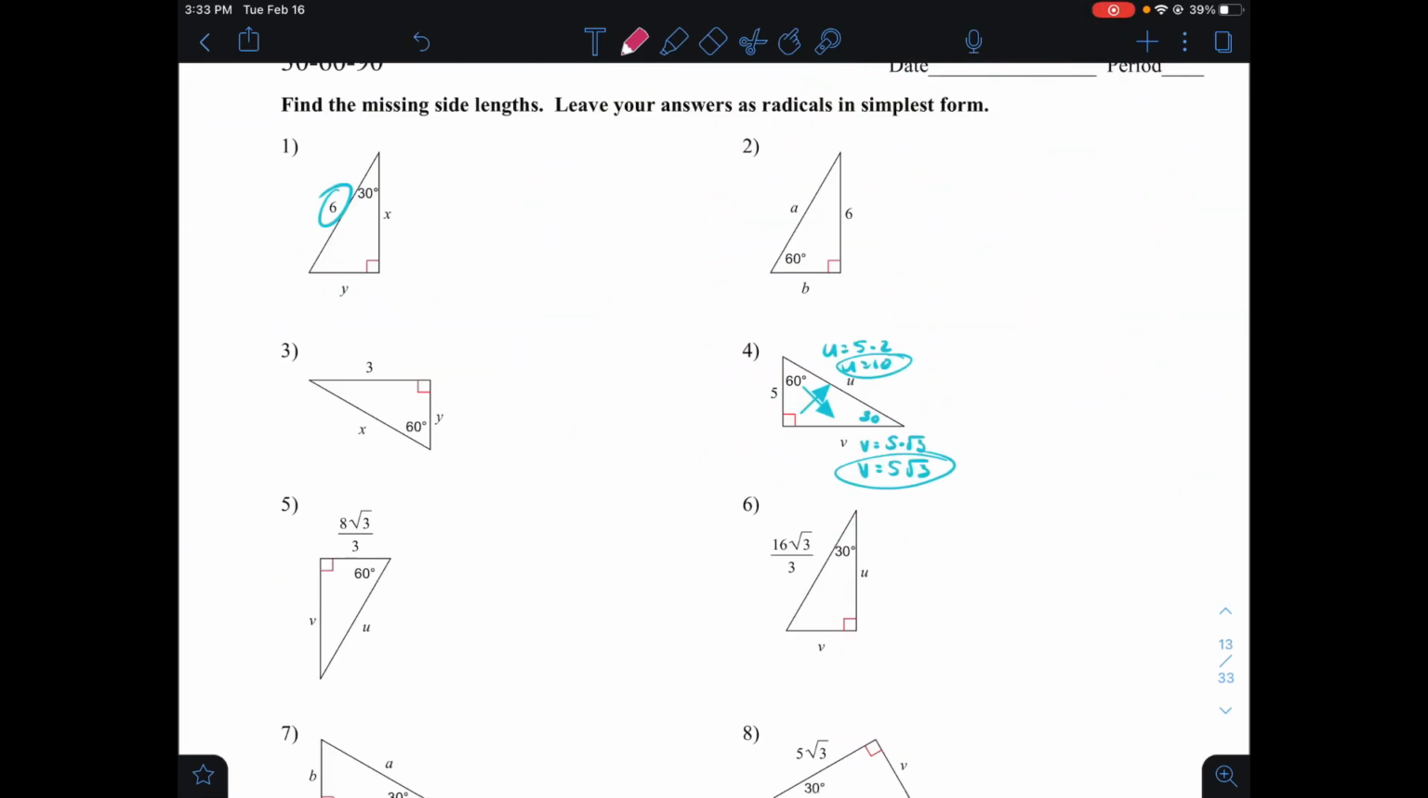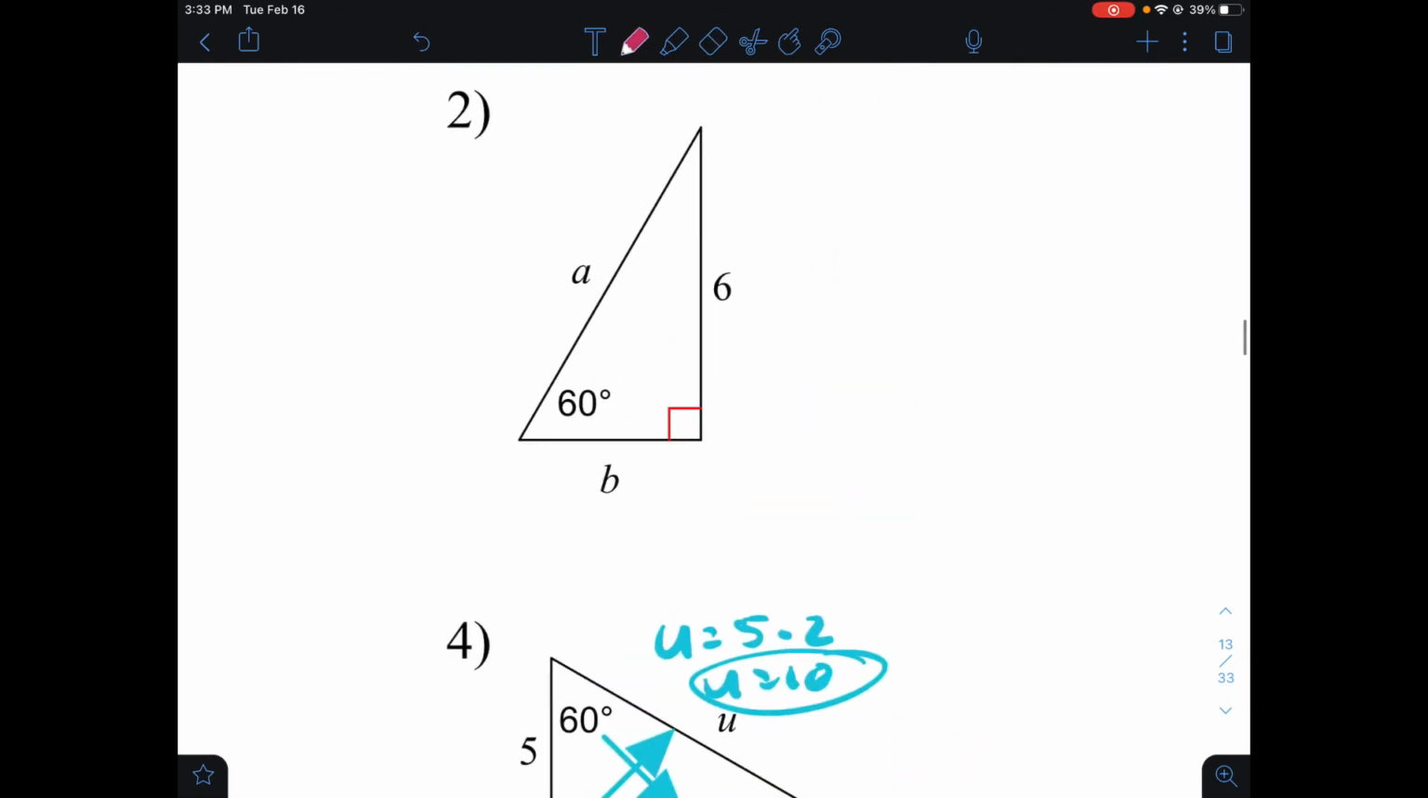So now let's go ahead. We've got to find a side given across from 60. Let's try number 2 here. If you look at our notes, it says if given the side across from 60, which we were, you're going to divide by root 3 to get the side across from 30. So we're going to divide 6 by root 3. And we need to rationalize.